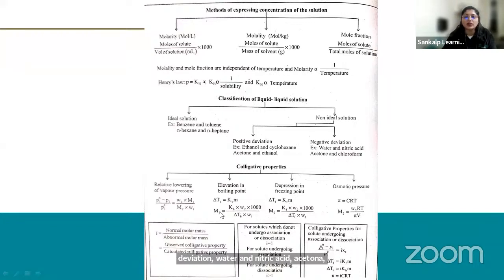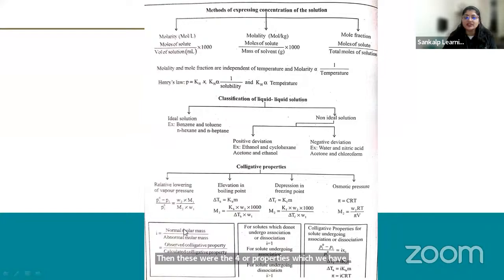Then we have seen what colligative properties are. Colligative properties depend on the number of solute particles and not on the nature of the solute particles. These were the four properties which we have studied. We have seen the formulas, right?